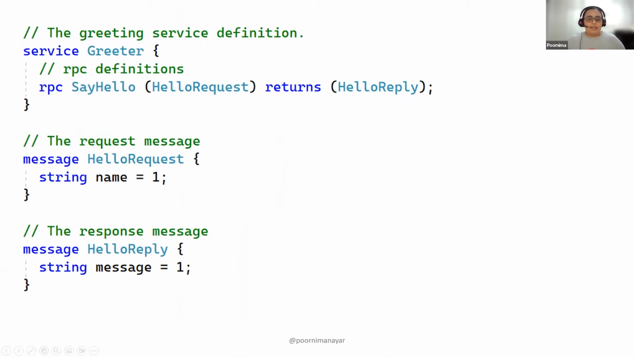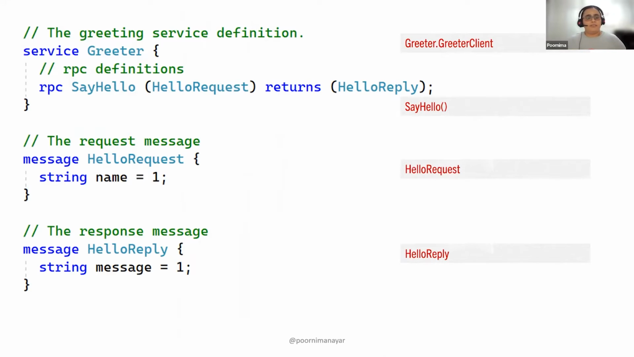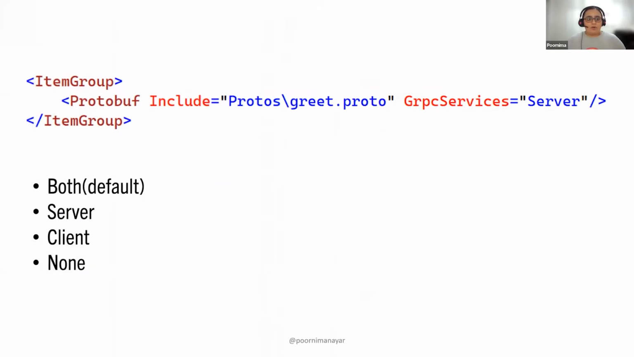And in this case, every service that I have gives rise to a client with the naming convention service name dot service name followed by the word client. And there are stubs created for every RPC in my service as well. And we have POCOs generated for the request and response messages. And this code generation is controlled by a tag in the csproj, which is the protobuf tag.